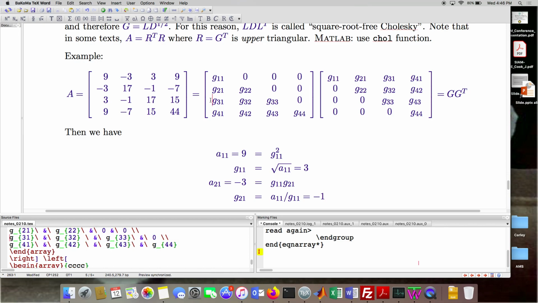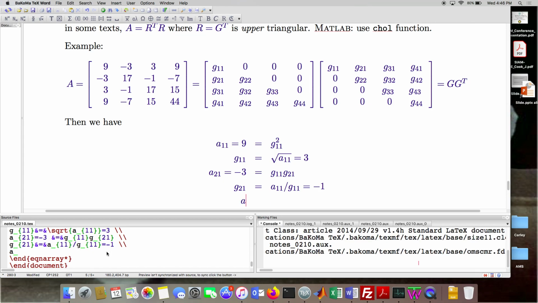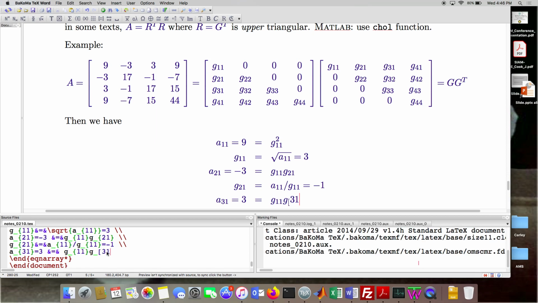The 3,1 entry. So I go across the third row and down this same first column. Again, mostly 0. So we're only going to get one term. So the first column is particularly straightforward. So A31, which is equal to 3, is equal to G11 times G31.